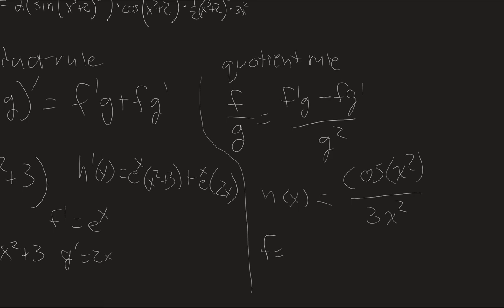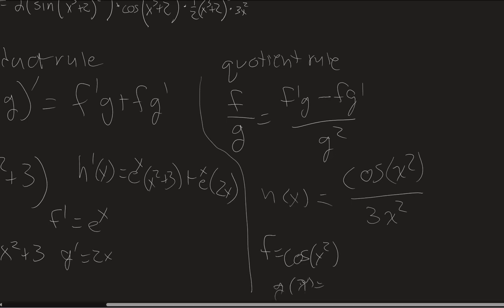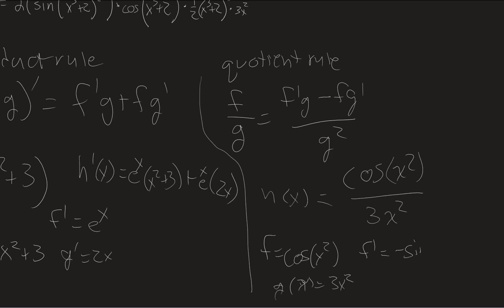F prime, the derivative of cosine is minus sine of x squared, but that's not just an x, so I have to use the chain rule, times 2x. G prime, the derivative of 3x squared, is 6x.